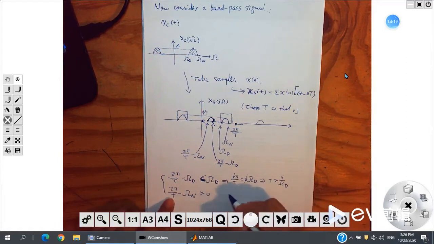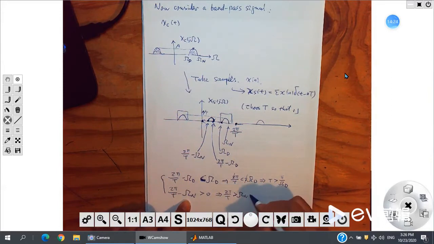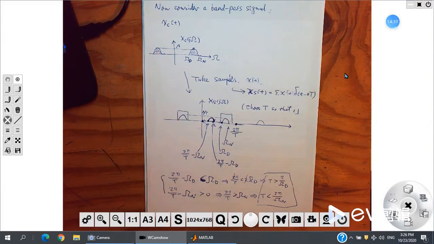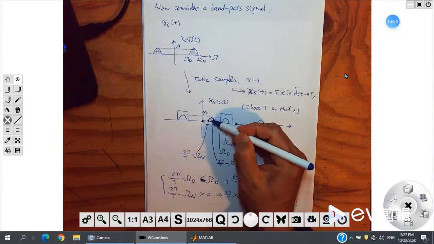And this one, I have 2 pi over T larger than omega n, right? Then we have T will be a value smaller than 2 pi over omega n. Okay, so we can choose T by these two conditions. Then I think any values between these two will be fine. Okay, we use this kind of T. Then this peak will be in this part.